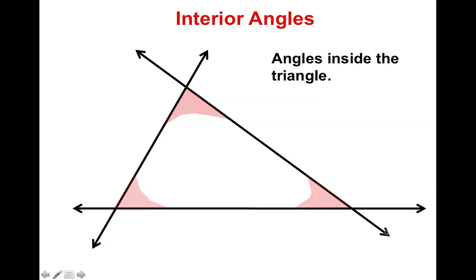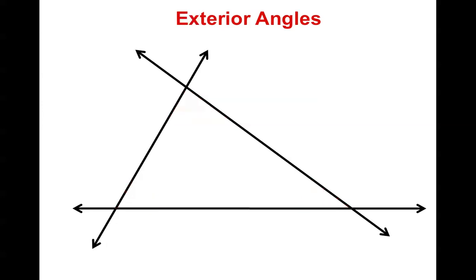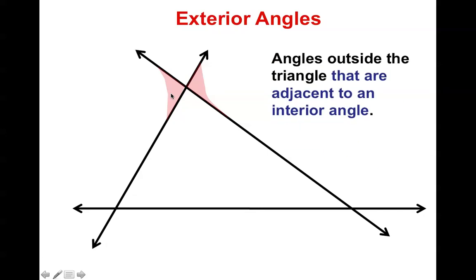All right. Well, if the interior angles are the angles inside of a triangle, what do you think we call the angles outside of a triangle? You guessed it, the exterior angles. And you'd think that there are three exterior angles, but by definition there are only two exterior angles. Which ones are those? These. Because an exterior angle is the angles outside the triangle that are adjacent to the interior angle. So notice, these are the ones that are adjacent to the interior angle. Adjacent means the ones that are next to it.